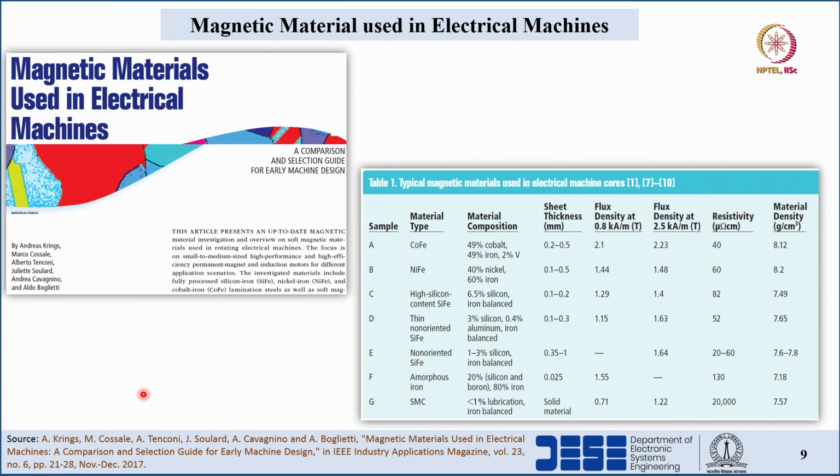What are the magnetic materials used in electrical machines? We can find them in this IEEE paper by Andreas Krings. Different magnetic materials we can find in this table: cobalt iron, nickel iron, with different material compositions. Here, 49% cobalt, 49% iron and 2% others we utilize in cobalt iron. Similarly, other materials like non-oriented SiFe, silicon steel, where 1 to 3% is silicon and iron is the remaining portion. The flux density values we can see here: for cobalt iron 2.1 Tesla, for SiFe steel 1.15, and material densities also we can see. More details we can find in this IEEE paper. These are the materials generally utilized in electrical machines.